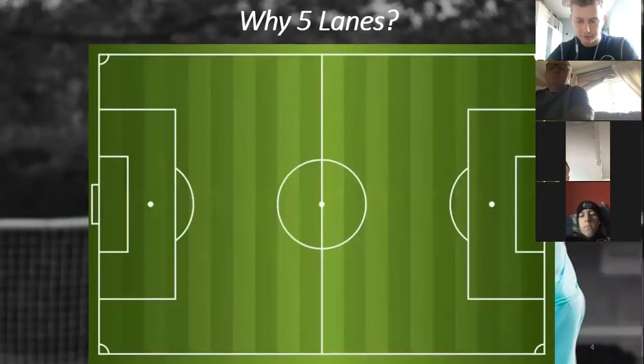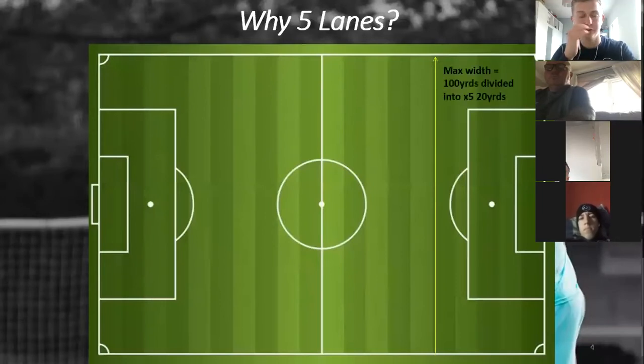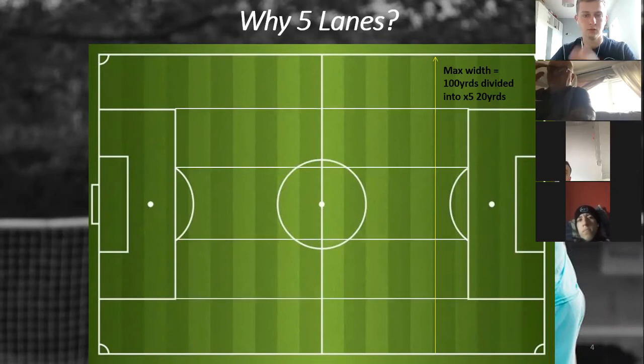So why are there 5 lanes? Why not 3? Why not 6? Why not 8? It was agreed that if you divide the max width of a pitch into equal lanes, so 5 equal lanes, which obviously 100 yards, 20 yards each, you get those equal lanes there.